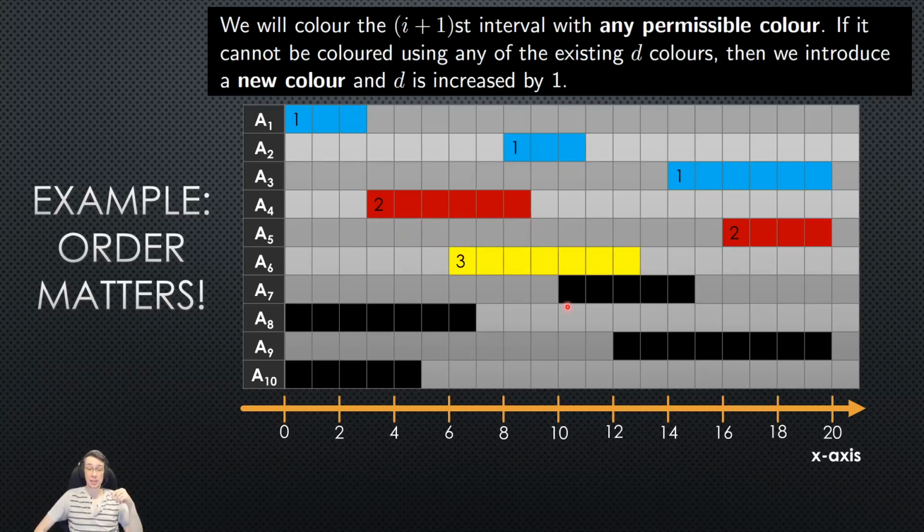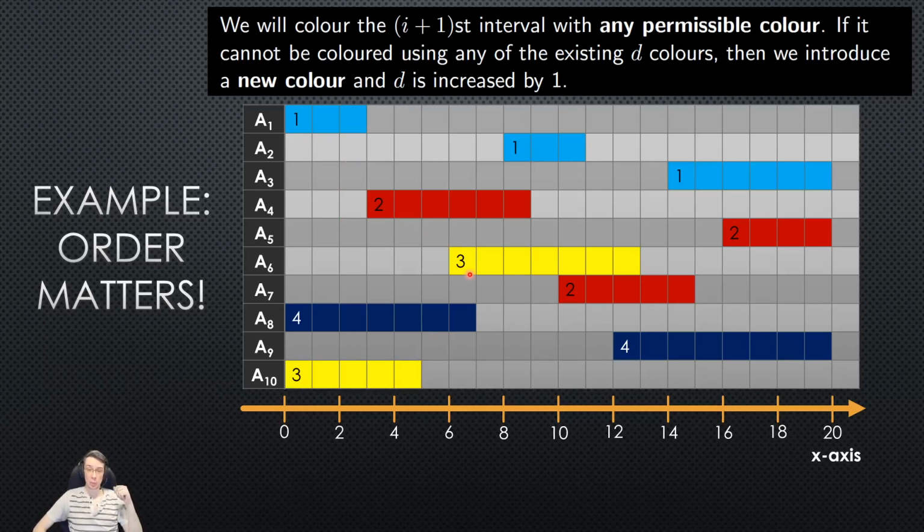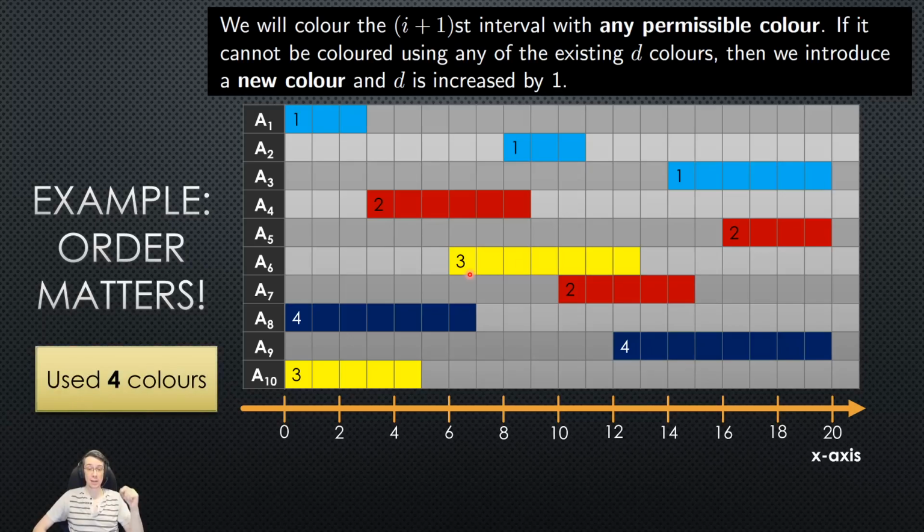And interval 7 overlaps an interval with color 1. It doesn't overlap an interval with color 2, so we'll reuse 2. Interval 8 overlaps an interval with color 1, with color 2, and with color 3, so we'll increase d, creating a new color 4. Interval 9 overlaps color 1, 2, 3, but not 4, so we can give it 4, reusing 4. And finally, interval 10 overlaps 1, 2, but does not overlap 3, so we give it color number 3. So we've colored all of these intervals using 4 colors.